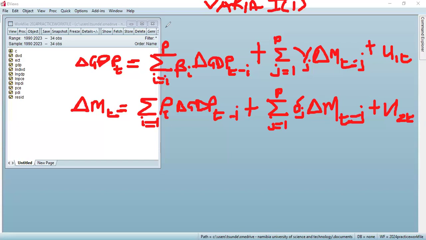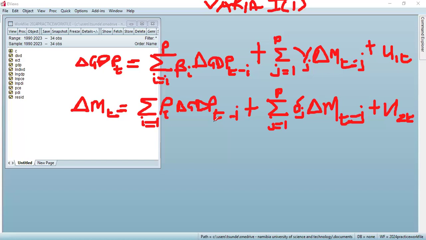The vector autoregression model when the variables are integrated of order 1. And I said, for you to be able to use the vector autoregression model, all your variables are supposed to be integrated of order 0, or all your variables should be integrated of order 1. So those are the only two circumstances where you use the vector autoregression model: if all your variables are integrated of order 0, or all your variables are integrated of order 1.